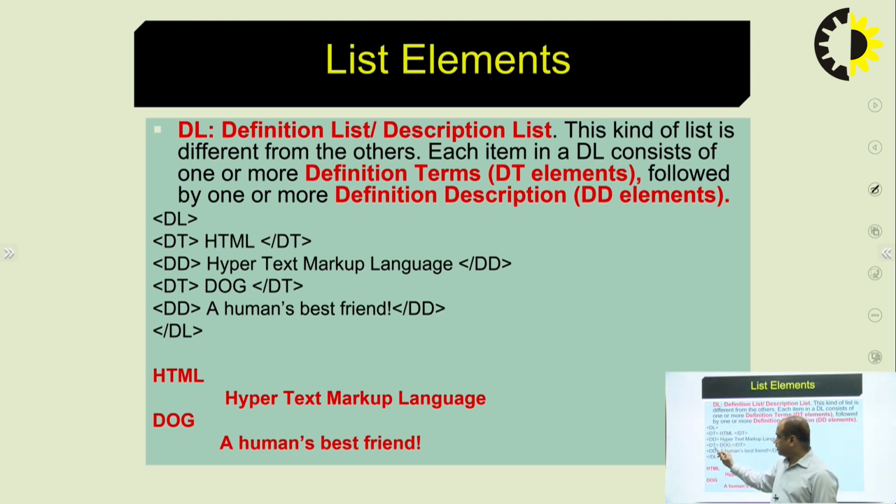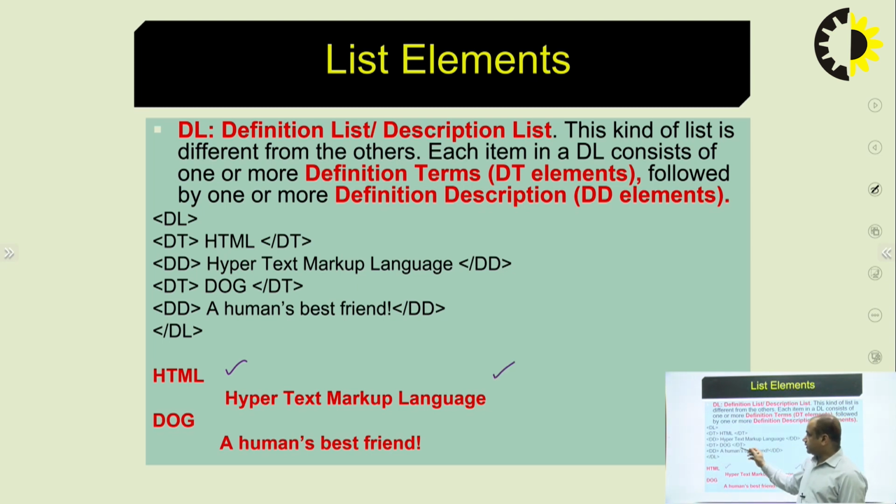DL will be the start of my definition list, and that is the ending of the list. DT represents the definition term. Here the definition term is HTML, meaning I want to give the definition of HTML. So in the definition data I will write the definition, hypertext markup language. So you will see the result: HTML and hypertext markup language as the definition data.